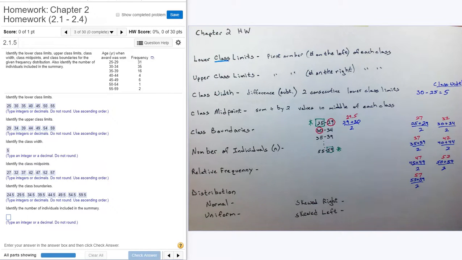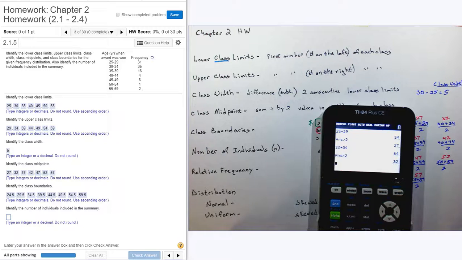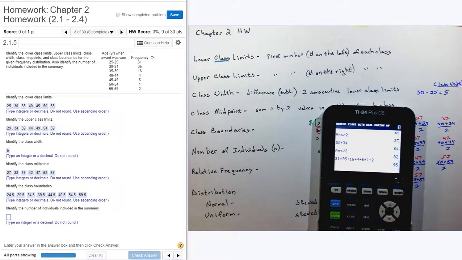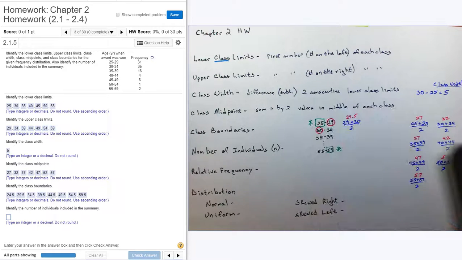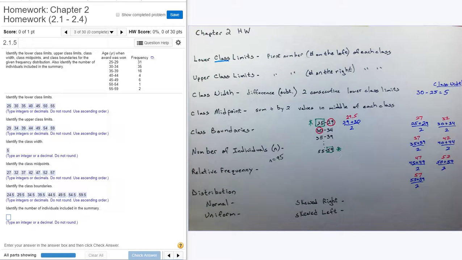And you'll see that once we get into the more statistical problems, N is always your sample space or the number that you have. What I need to do is add all of those up. So let's take a look at that. I have 31 plus 35 plus 16 plus 4 plus 6 plus 1 plus 2. So 31, 35, 16, 4, 6, 1, and 2. Total of 95 individuals. N is 95 for this one. N equals 95.